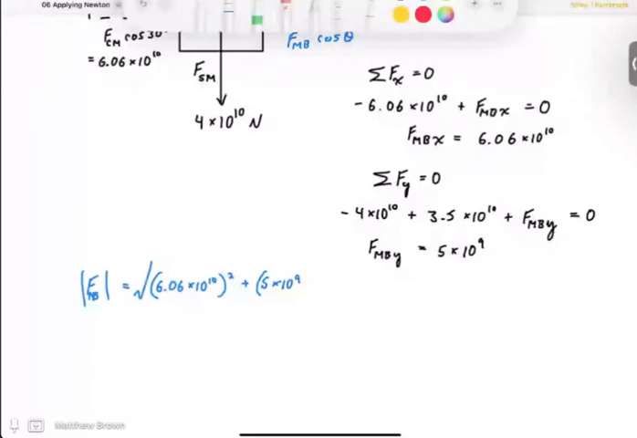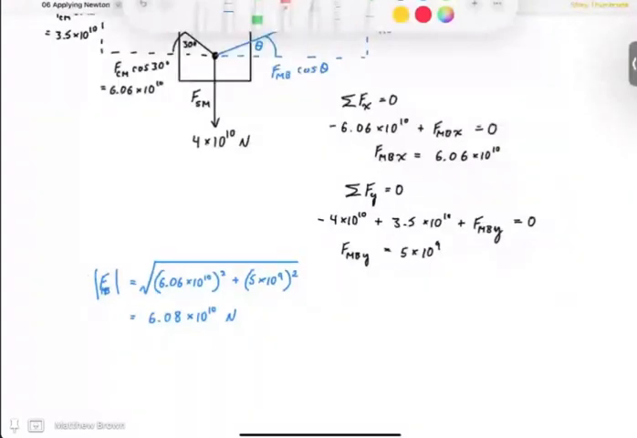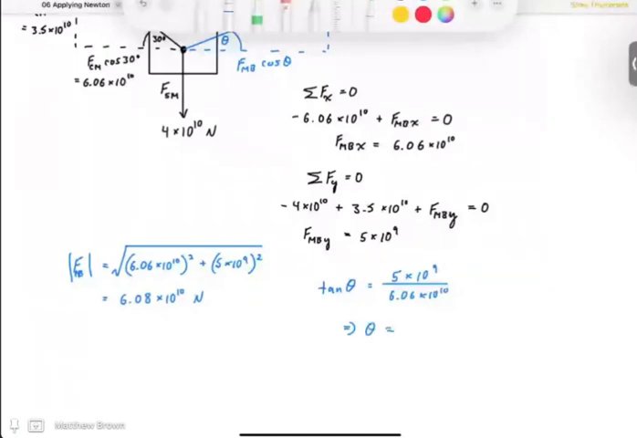And then the angle, right? I can just say the tangent of theta will be the x component over the y, 5 times 10 to the 9 divided by 6.06, which goes to theta equals 4.7 degrees. Therefore, we can say that the force that I'm applying in order to keep this thing in equilibrium is equal to 6.08 times 10 to the 10 newtons, and this would be east 4.7 degrees north.